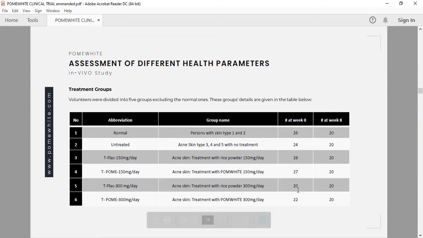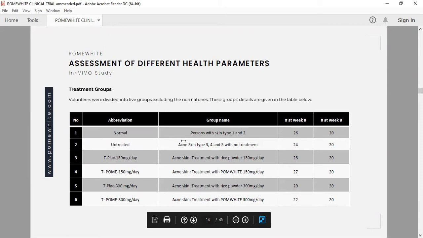Basically, this is the number that we recruited in these different groups, and at 8 weeks, these are the numbers that responded. In our T placebo group, the respondent number is 20. In all other groups, the respondent number is somewhat higher than 20. But because we have this least number in one group, we made all our groups 20, and we calculated the results of these 20 from each group.